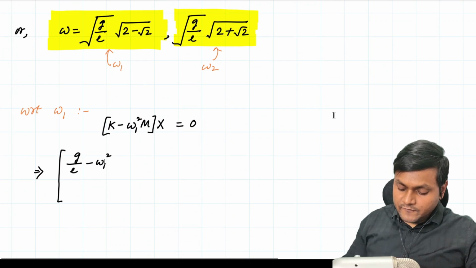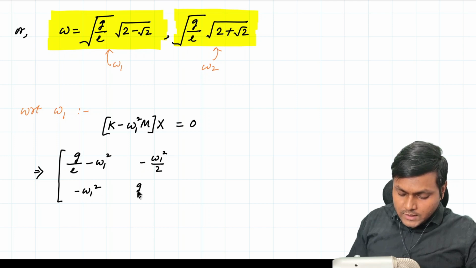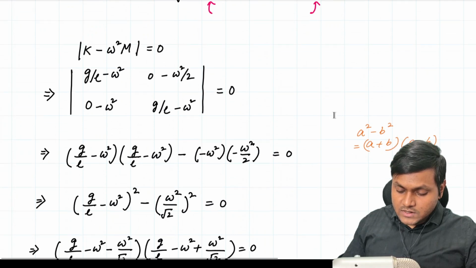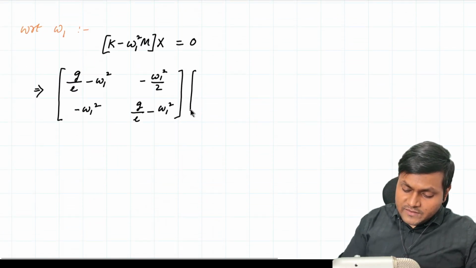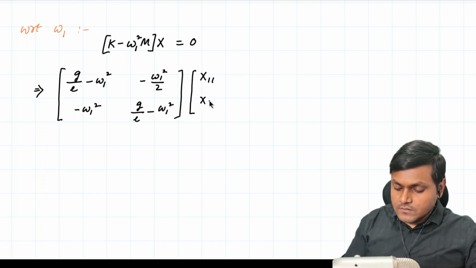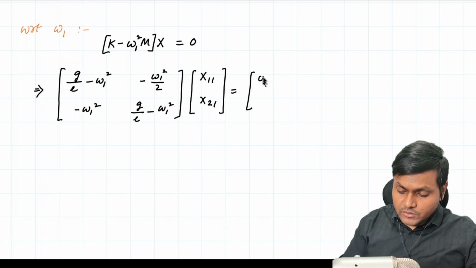And here we have minus omega 1 square upon 2. Here we have minus omega 1 square. And here we'll have g upon L minus omega 1 square, right? So this is the equation from which you can obtain the eigenvectors. And let's suppose the eigenvector corresponding to omega 1 is x1, or rather x2 1 here, which is basically equal to 0 0.